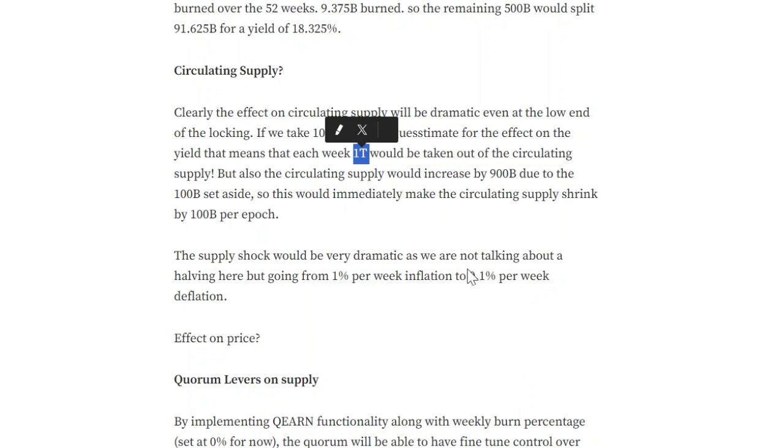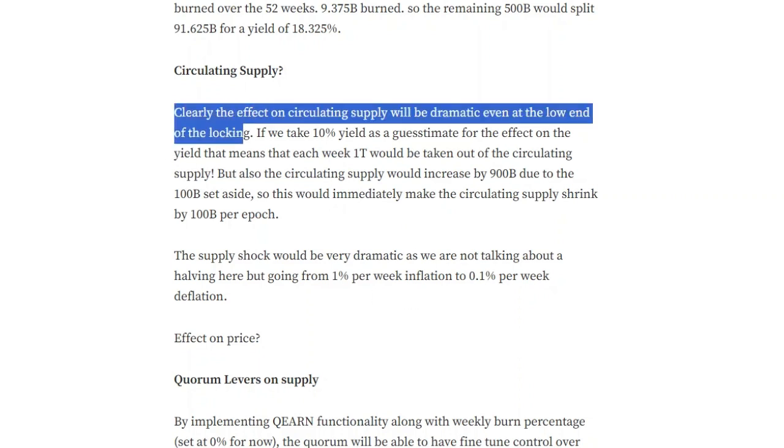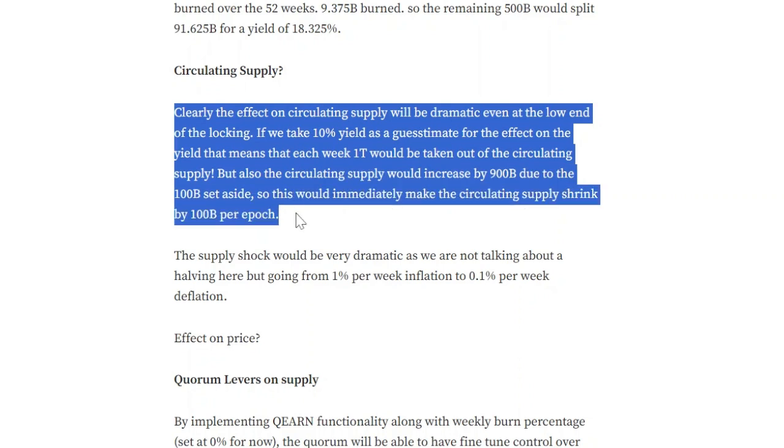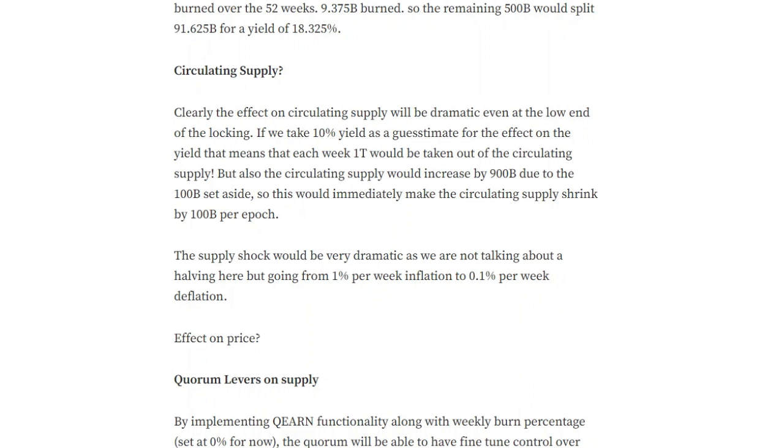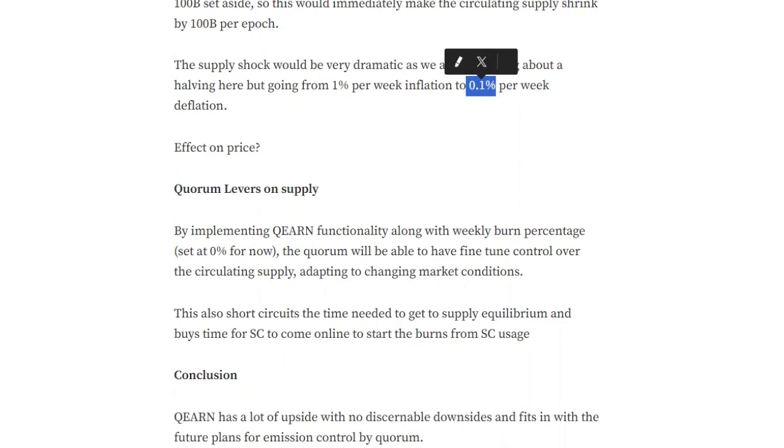So the whole supply would actually start deflating based on this and not inflating, and it would buy time for Qubic to get those smart contract burns happening online. Guys, I really recommend reading that paragraph over and over because I've just understood that now, but I probably have to get my head around it properly to really understand it by reading through the whole article. But basically what they're saying is that a whole 1 trillion will be taken out of the circulating supply every week for a yield of 10%. And then since 10% of the emissions would be reduced as well, the whole supply would actually start deflating by 0.1%. That's a really, really cool thing there.